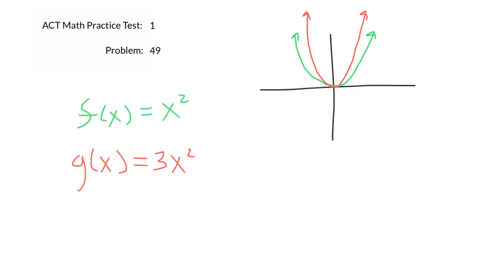It's interesting to note that, yeah, it's being stretched upward, but it most definitely gives the appearance of being narrower as well. So the green seems to have narrowed. I don't really like that description. I prefer thinking of the green parabola as having been stretched upward. Okay, so that is what this number does. It is a vertical stretch.